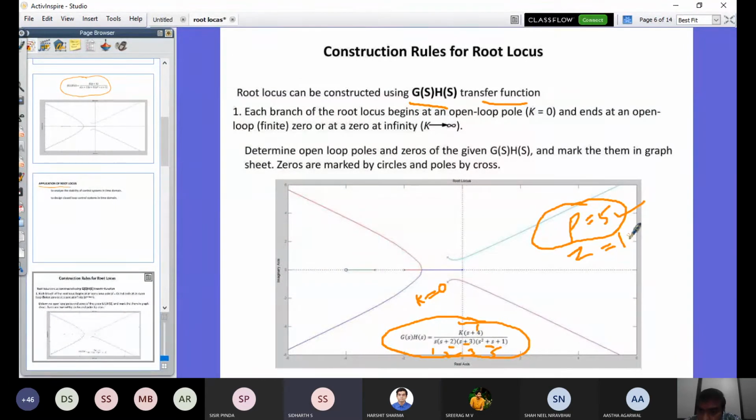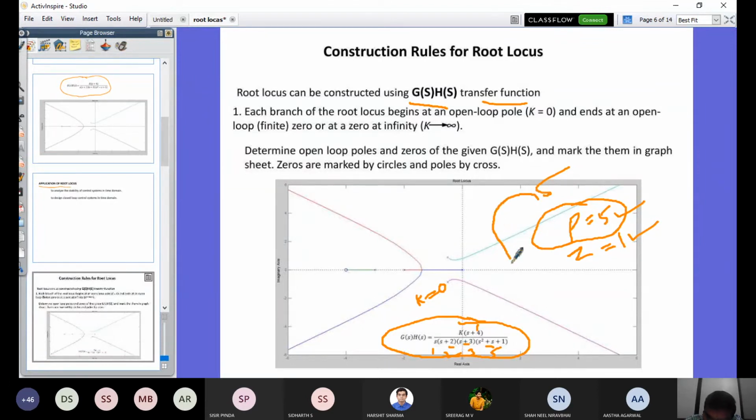How many number of open loop zeros? So 1. Okay. So there are 5 root locus branches here. As I told you, the root locus always originates at an open loop pole and ends at an open loop zero or zero at infinity. It means that here 5 open loop poles are there. It generates the root locus branches. 5 root locus branches exist.